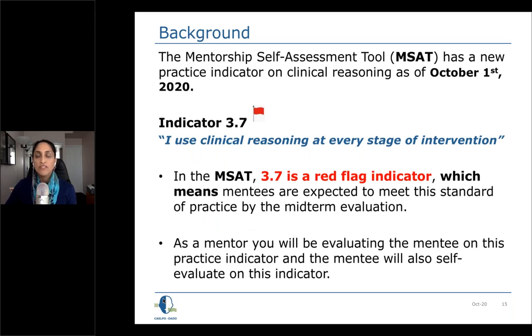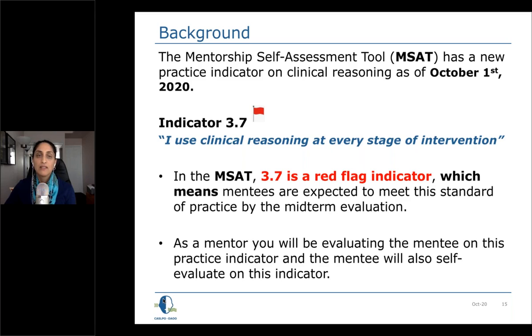So the Mentorship Self-Assessment Tool, or MSAT, has a new practice indicator on clinical reasoning as of October 1st. So mentorship periods that you begin with a mentee from October 1st onwards will have this clinical reasoning indicator listed, which is indicator 3.7.